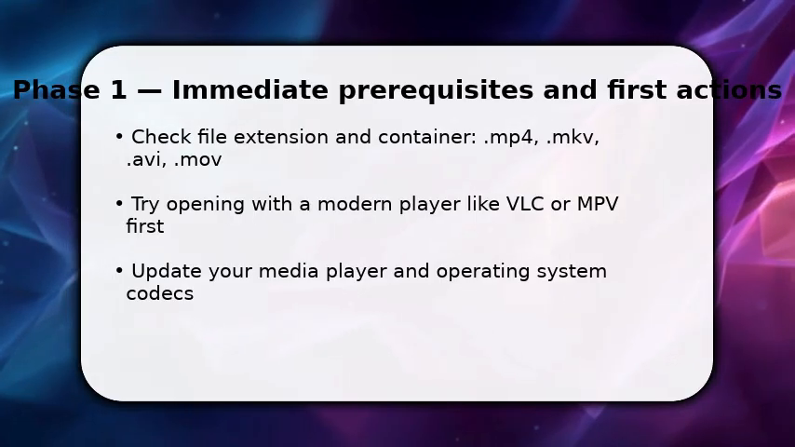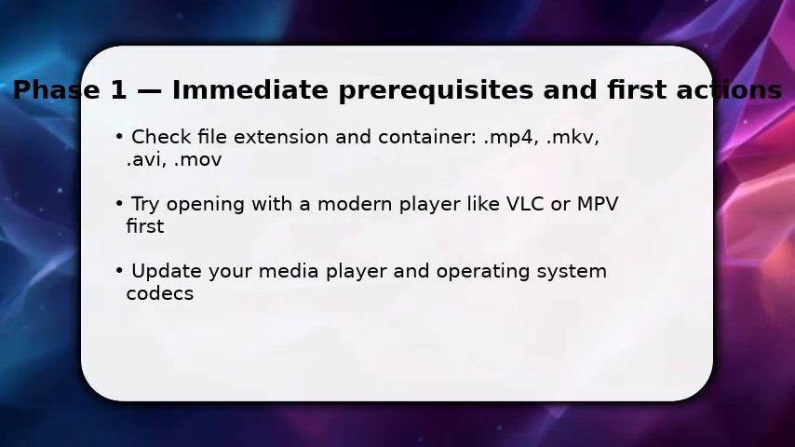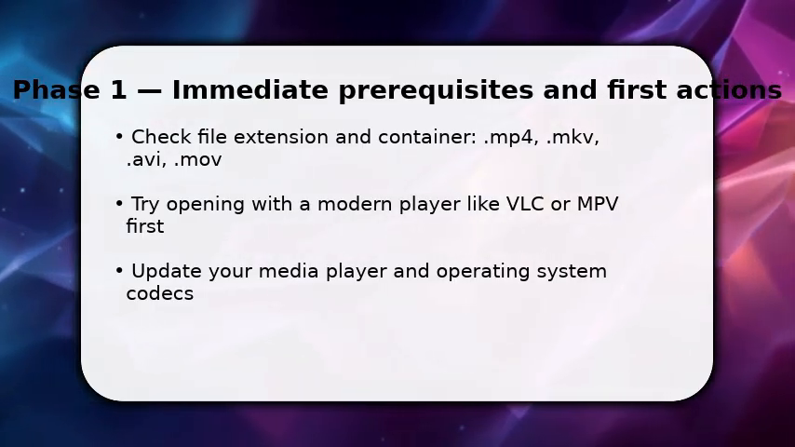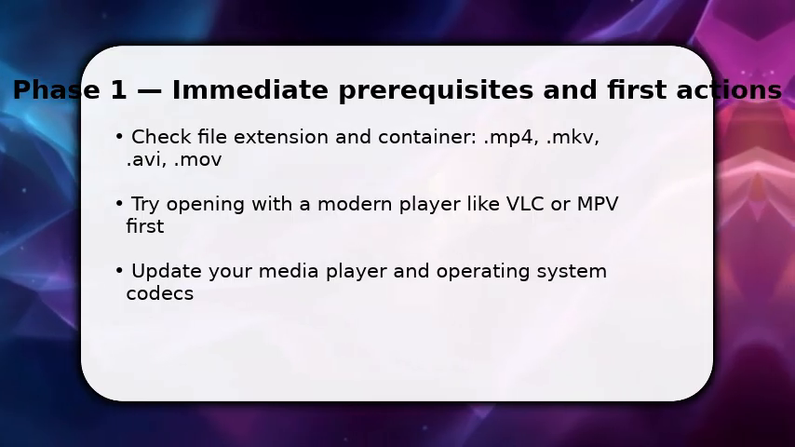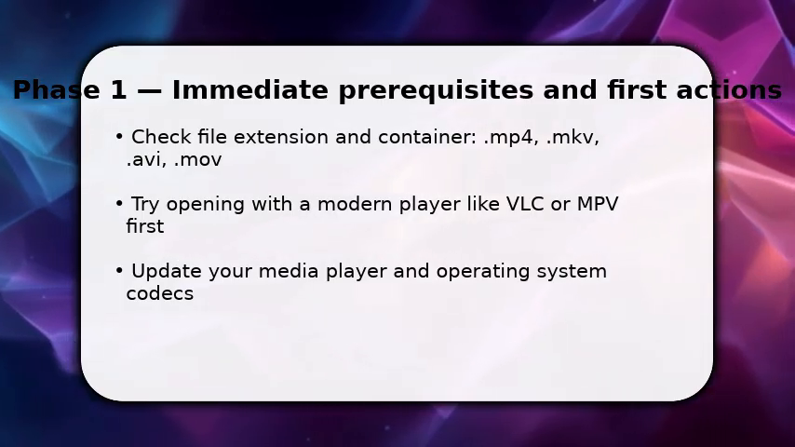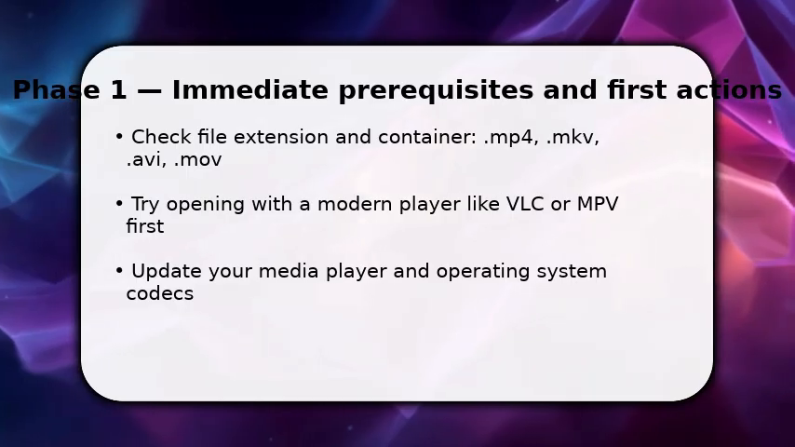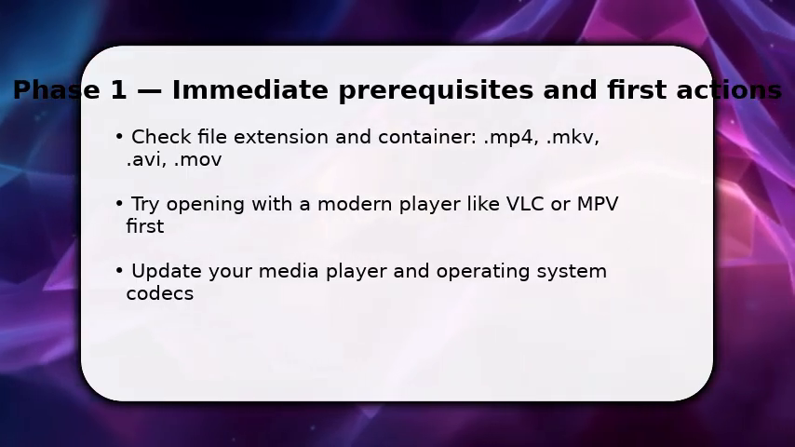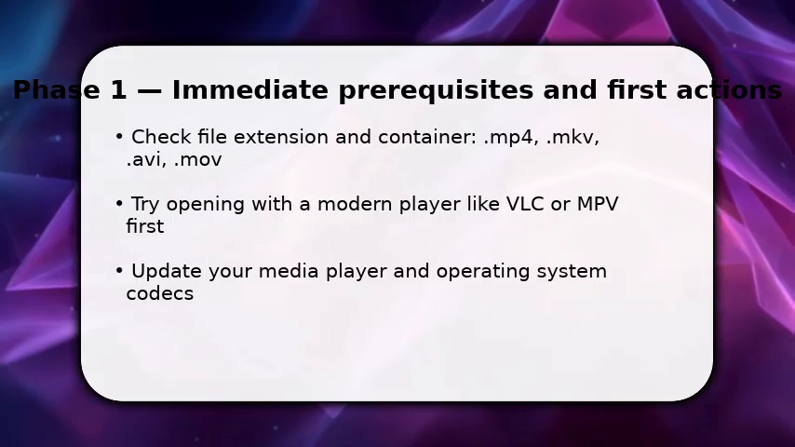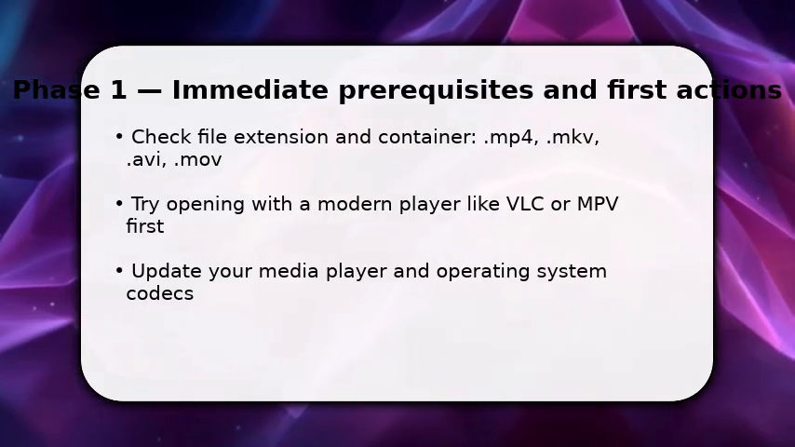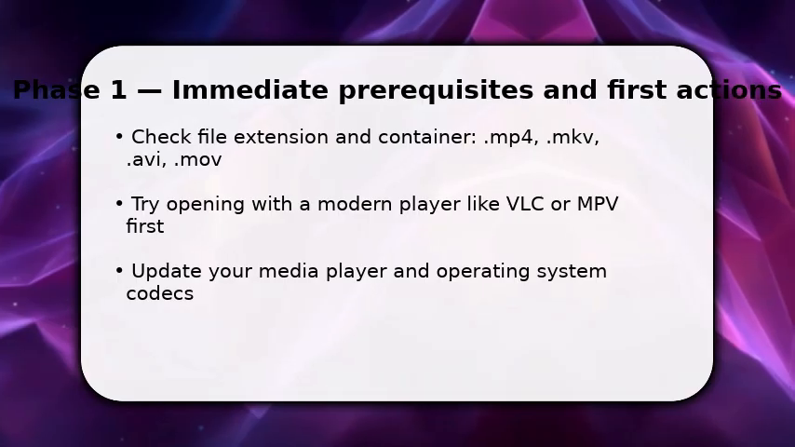You start by confirming the file type and player compatibility because many errors come from missing codecs. Open the problematic file with a robust player like VLC. If it plays, the issue is your default player. If it still fails, check file size and download source to rule out corruption. Once done, update the player and system codecs, then retry.